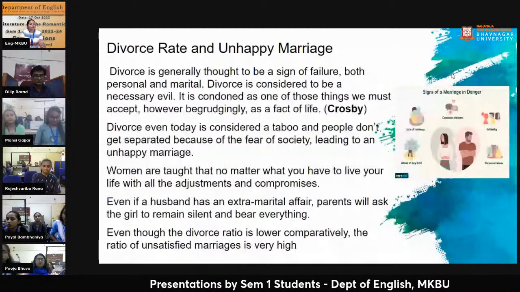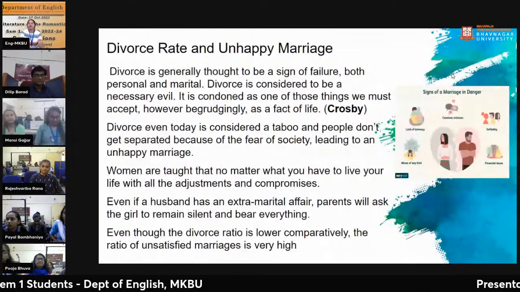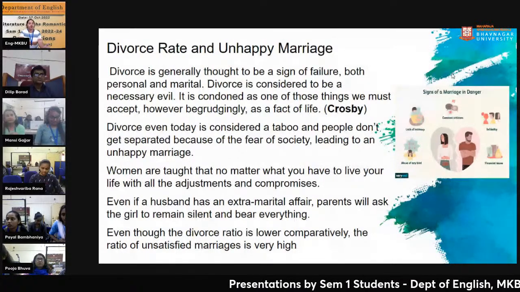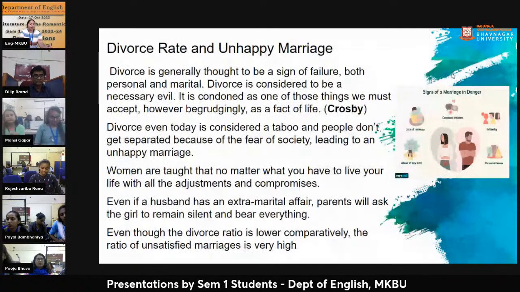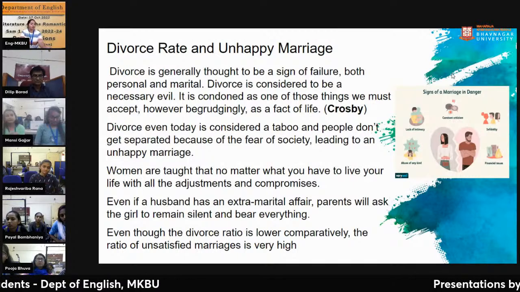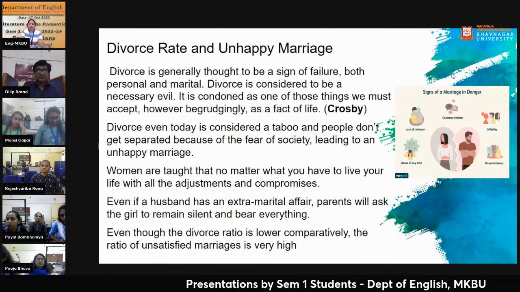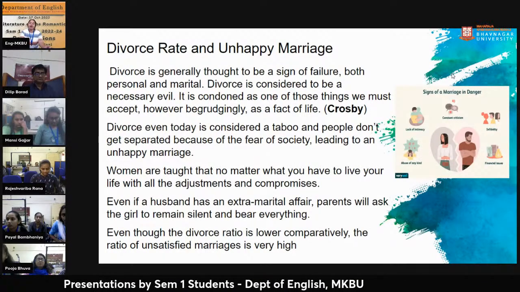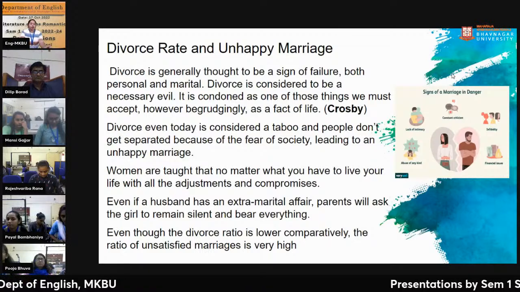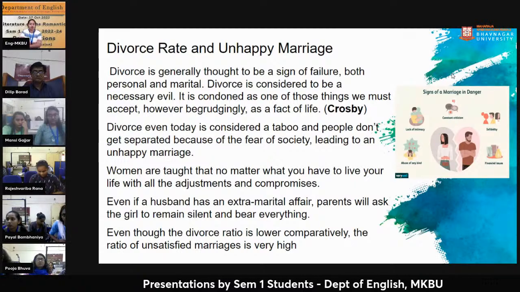Divorce, even today, is considered a taboo, and people don't separate because of the fear of society, leading to an unhappy marriage. If you don't quit a bond that is not favoring your mental health, then definitely you are going to suffer. Women are taught that no matter what, you have to live your life with all the adjustments and compromises. Even if a husband is having an extramarital affair and the wife comes to know about it, and she goes and tells her parents, they will also tell her that we have married you off, now you have to manage your own life. We are not going to take you back at our home. It is not your home anymore. Now your home is your in-laws' home.